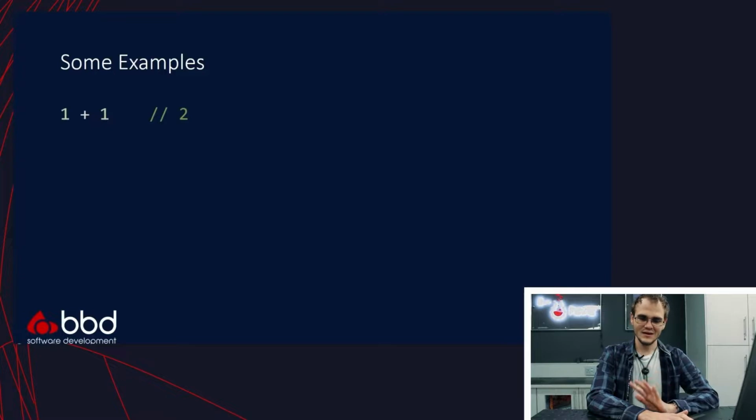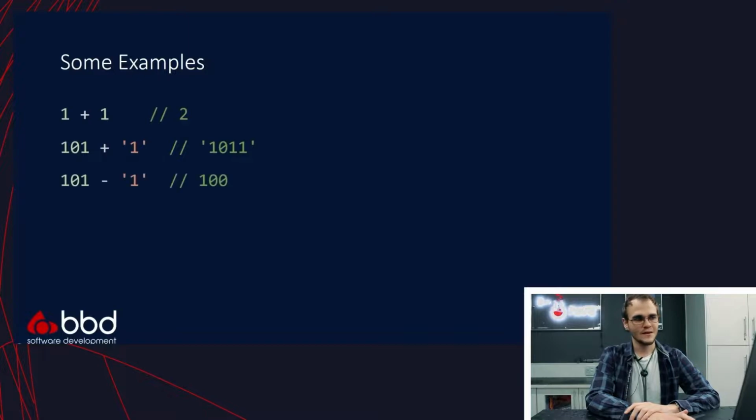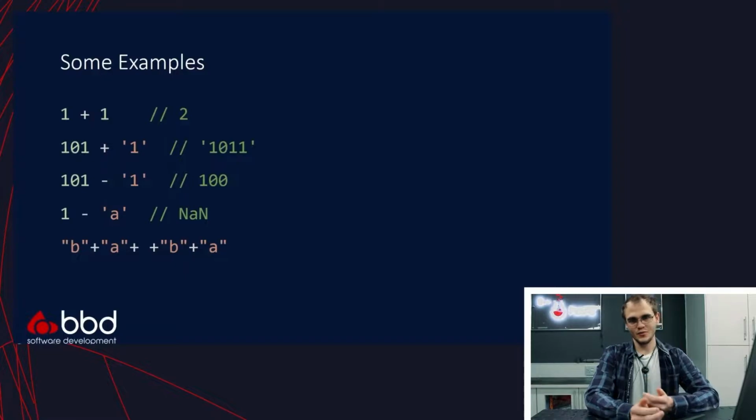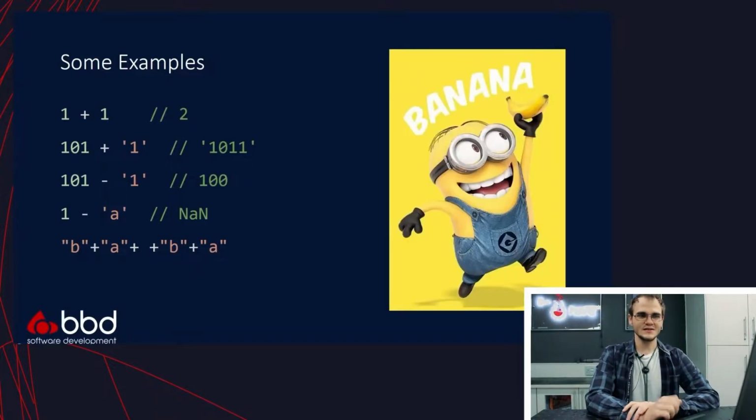Okay, taking a step back, going back to some basics again, we have 1 plus 1 is 2, but 101 plus a string of 1 is 1011. 101 minus a string of 1 is 100. 1 minus a is NaN. And here's a bit of a question for you: what is b plus a plus b plus a? And the answer is a banana.